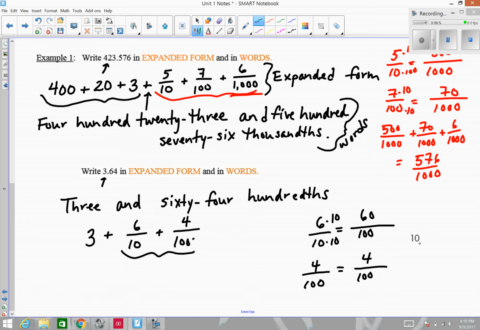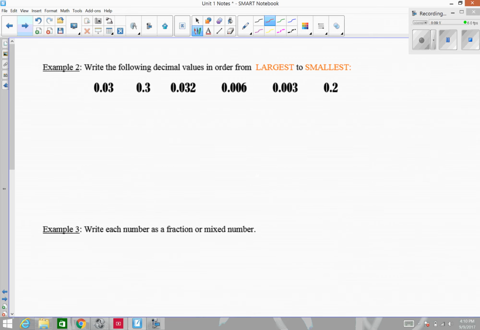So 60 over 100 plus 4 over 100 gives us 64 over 100, hence the words 64 hundredths here. All right, so we now have that written out in expanded form and in words. Let's go to our next example.